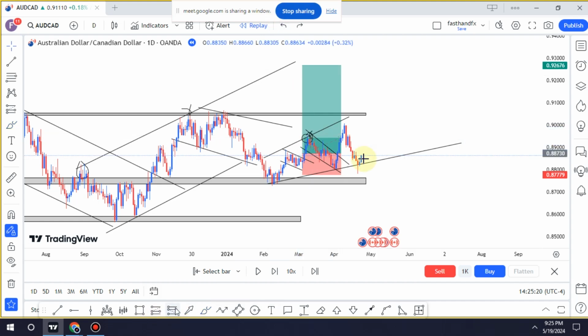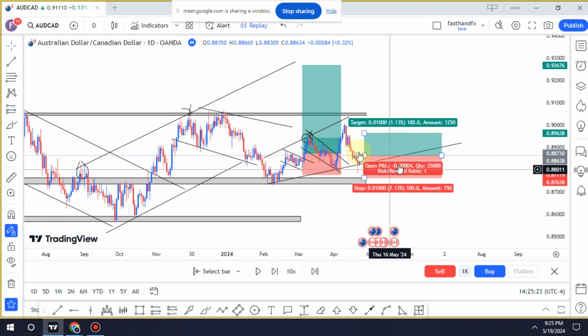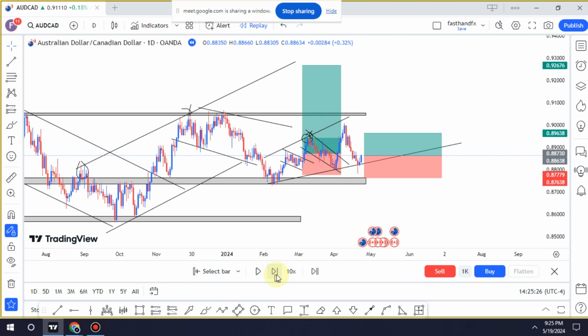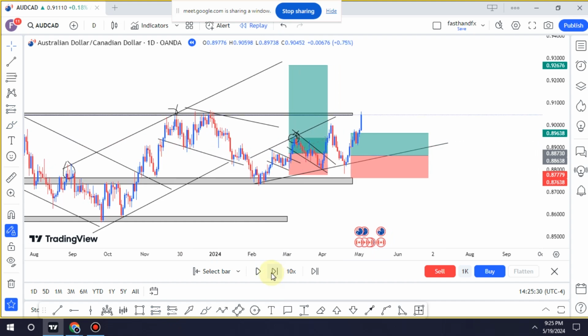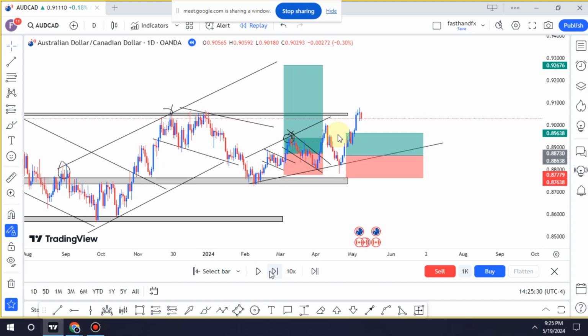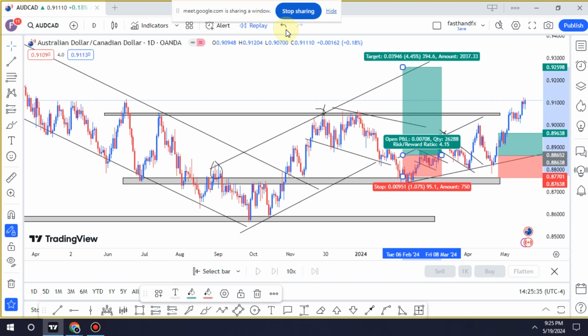Like I said before, it's safer to take your entry at the support level, but of course we are still at the highest time frame. This is the daily time frame, and of course current market price, something like this.